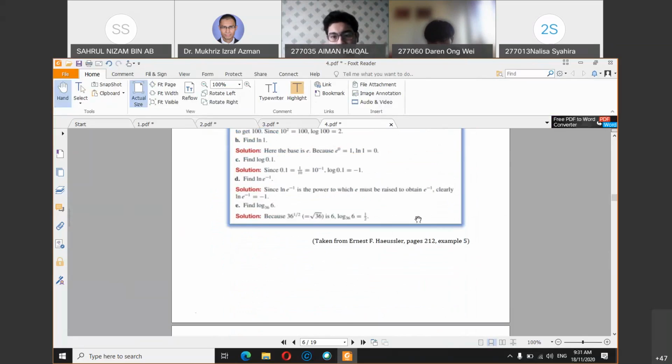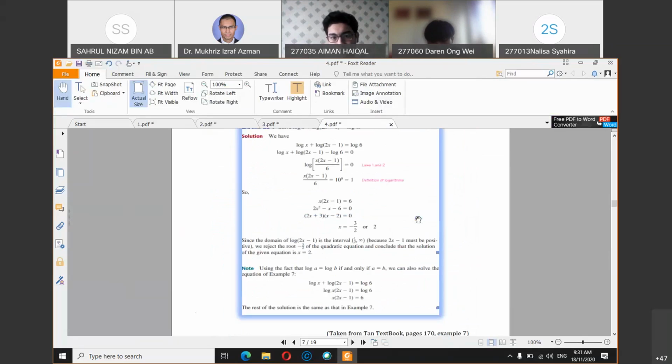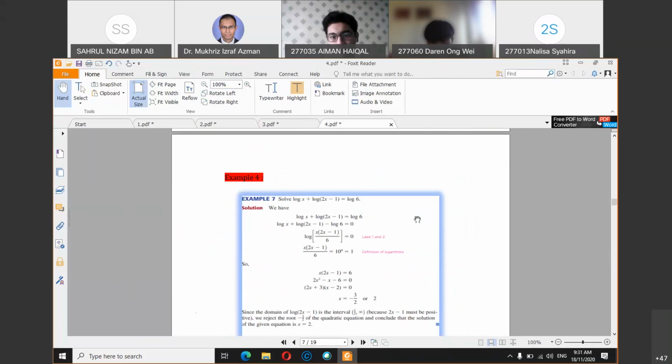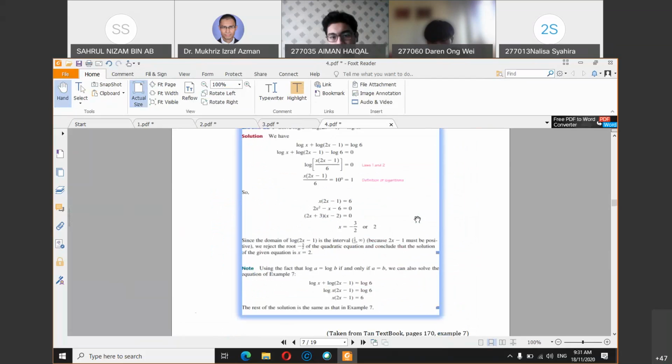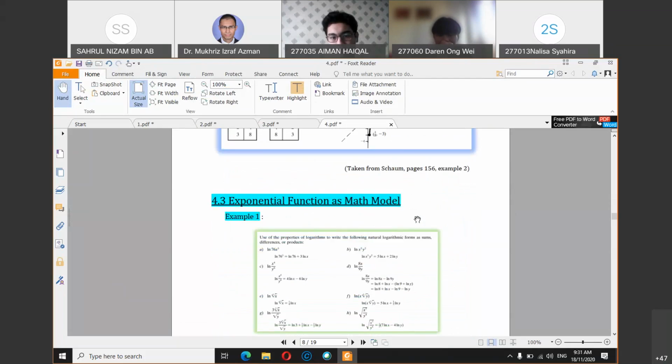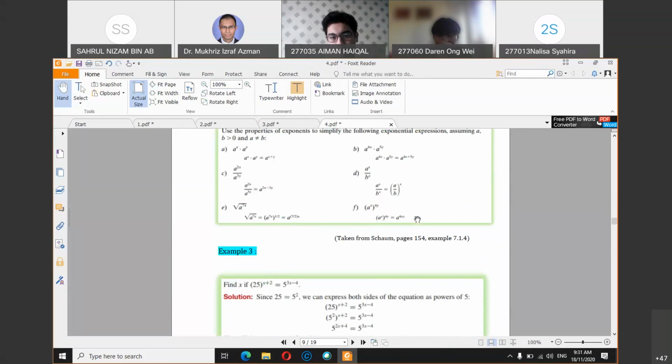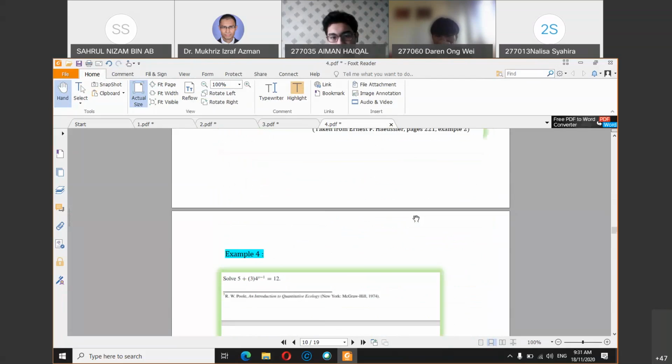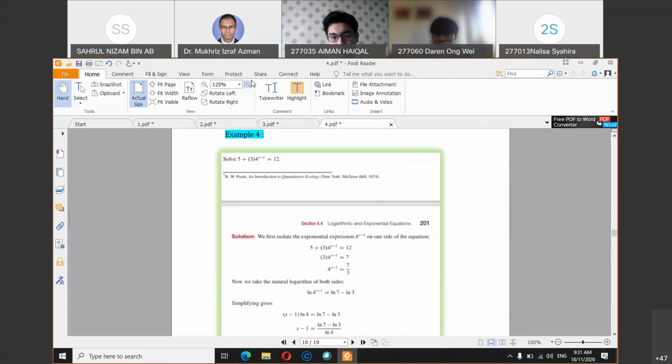On the log part, I don't want to focus too much on the log, although it's part of the syllabus. I want to focus more on the application part.